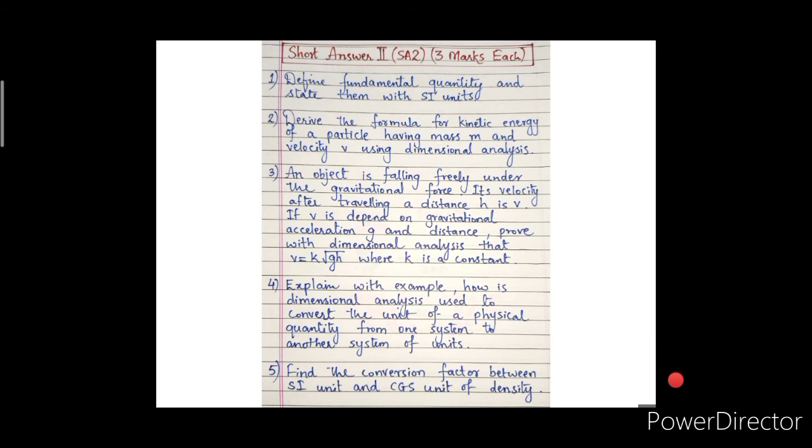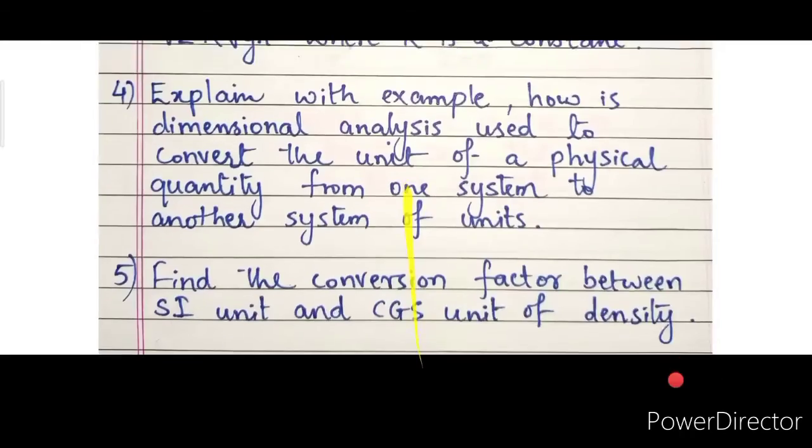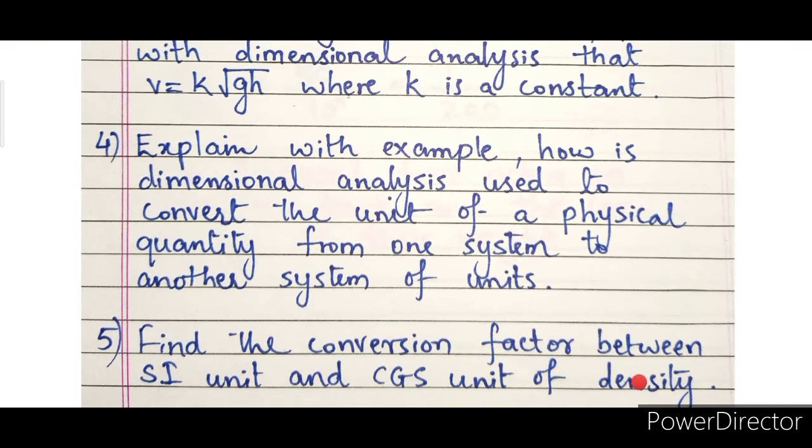Now let's have the next question, number 5. Find the conversion factor between SI unit and CGS unit of density. So here the physical quantity is given. So for this physical quantity only we have to find out the conversion factor between SI and CGS systems of units. As in the previous question, no physical quantity was given, so as per our choice we could take any physical quantity, and find out the conversion factor between the units of the same physical quantity in two different systems of units.